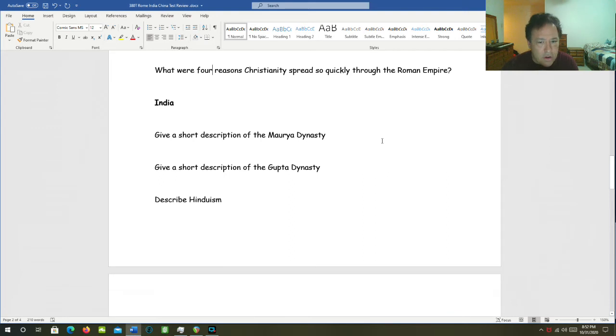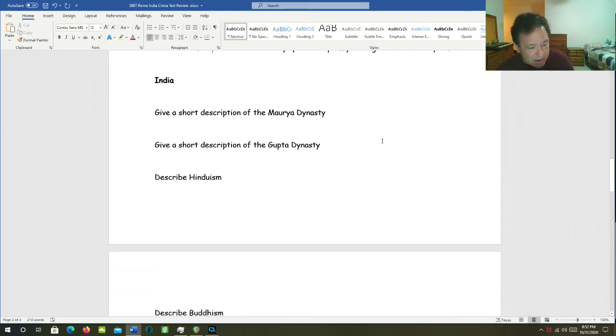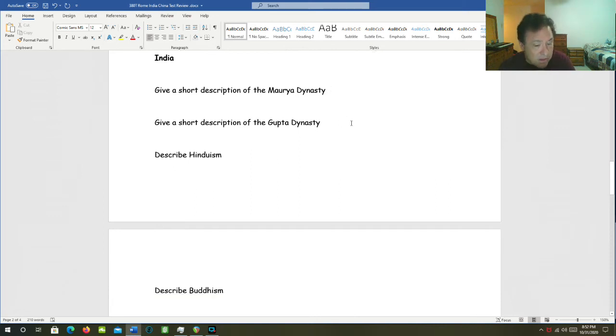So let's go to India. Let's give a short description of the Maurya Dynasty. Not much to say here. Actually, you could say a lot, but we're just going to say this. It was large. It was Hindu. It was in India. And it was much more ancient than the Gupta Dynasty, which takes us to a short description of the Gupta Dynasty. It was also large. It was also primarily Hindu. It emerged about 500 years after the Maurya Dynasty ended, and it also was a host to Hinduism's golden age.